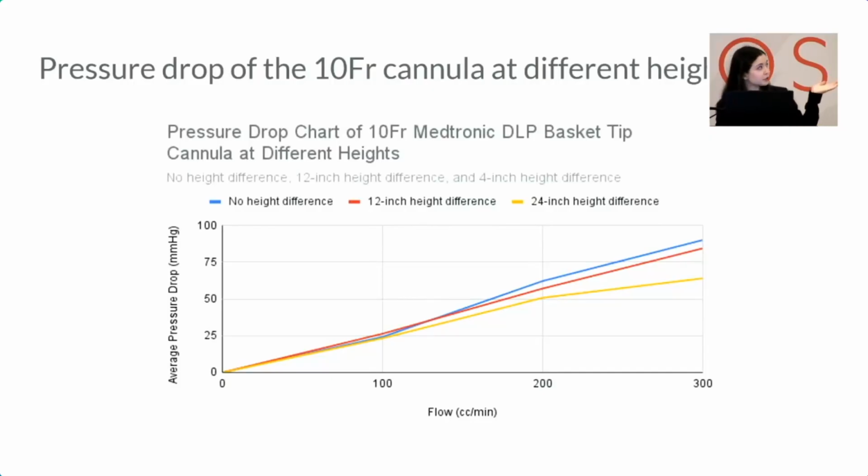This is the pressure flow graph that we created using the Medtronic DLP 10 French cannula size at different heights. We chose no height difference, which is the exact same height as the delivery system outlet.